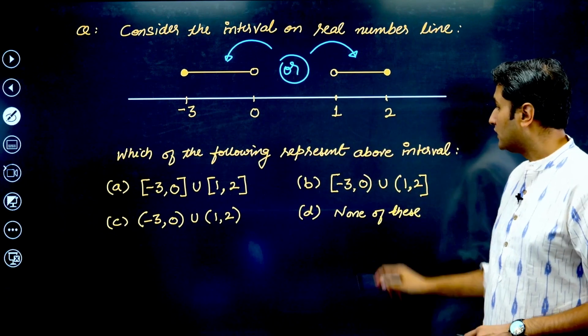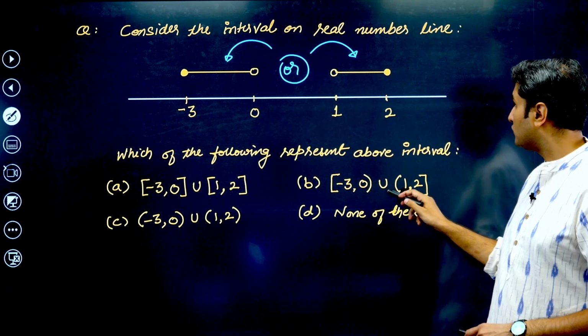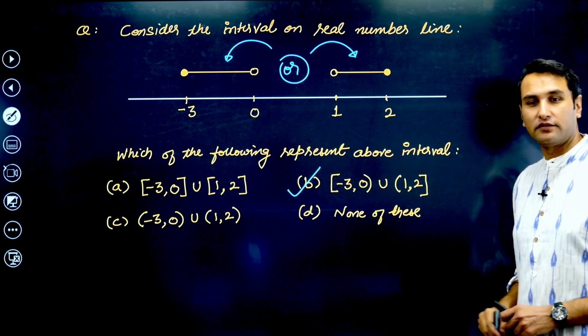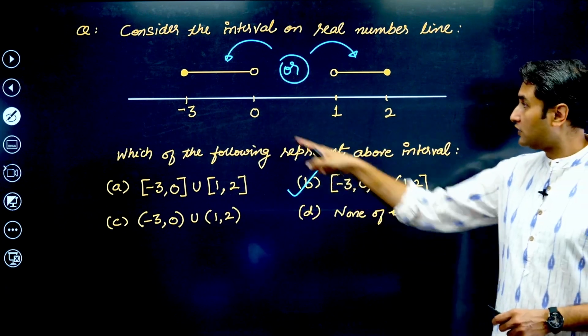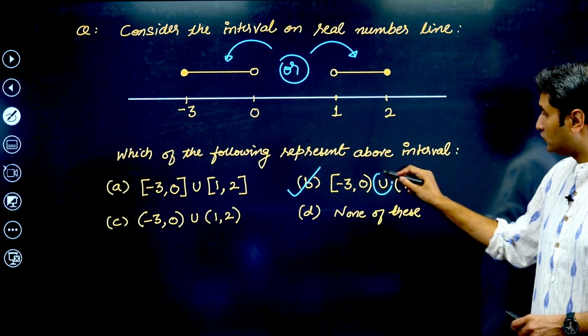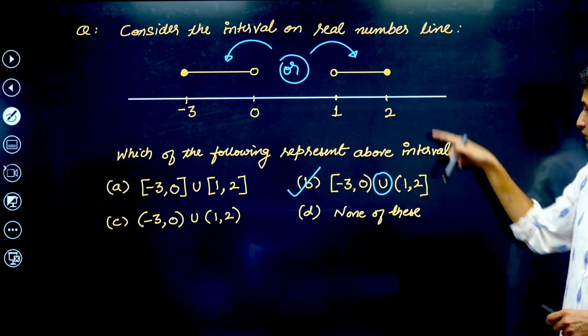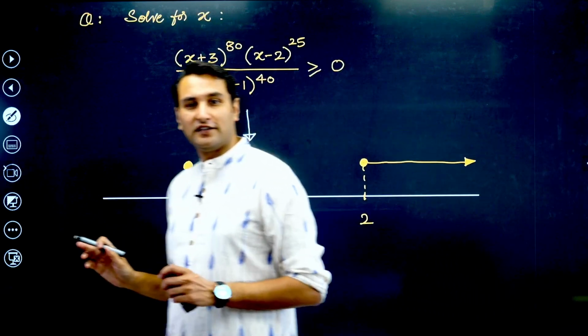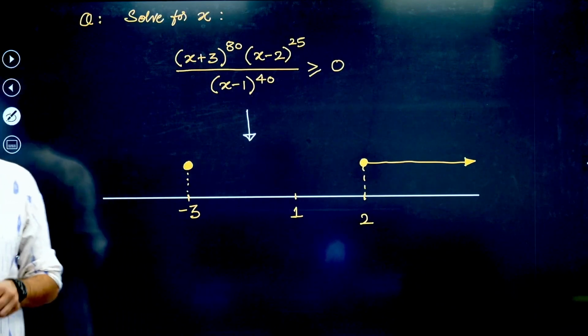Which will it be? So -3, 0, union 1, 2. Perfect. B, correct. So -3 closed, 0 open, in between union, open, closed. At 1 open, at 2 closed. Perfect. Now you're experts, right? Cool.